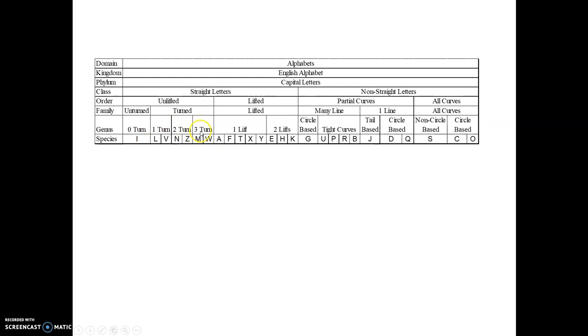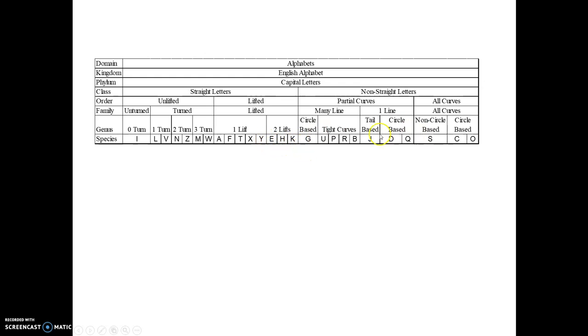So I hope all that makes sense. You can write all these without having to lift your pen. It's unlifted. For A, F, and T, you have to lift your pen. All these letters, you have to lift your pen somewhere. And here you have to lift it twice. The proper way to draw an H is line, line, then cross.